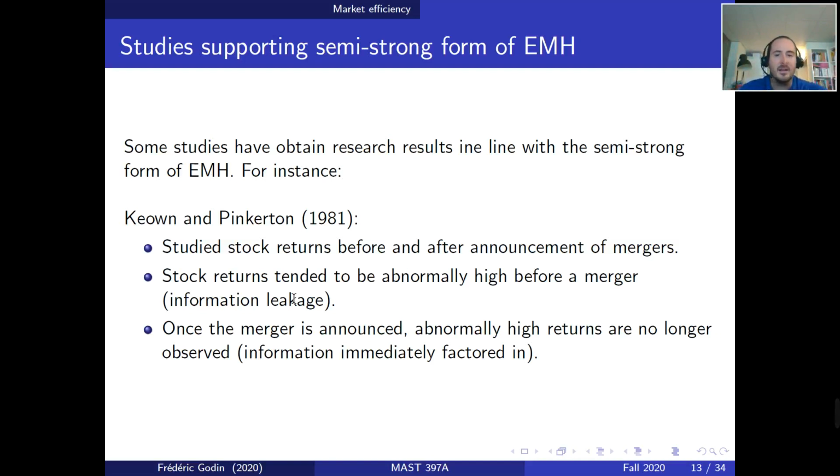What they've identified is tendencies that before the merger is publicly announced, the returns tended to be abnormally high for some time period. Okay, so this indicates information leakage. So some investors profited from the private information about the merger. But then what they've seen is that once the merger is publicly announced, abnormally high returns tend to disappear. So the returns become more regular and there's no such pattern occurring after the merger has been announced.